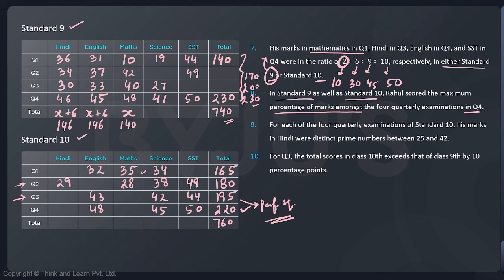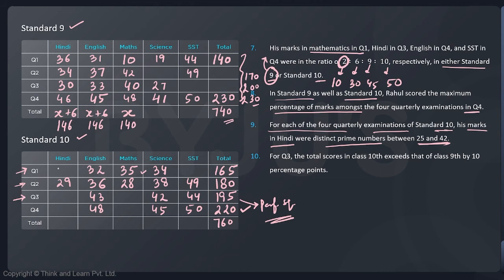95 plus 49 is 144. So the remaining score is 36, which we can write here. Right, everyone? Let's move on. For each of the 4 quarterly examinations of standard 10, his marks in Hindi were distinct prime numbers between 25 and 42. So these 4 scores are all distinct prime numbers between 25 and 42. And we also know in quarter 1, his scores are 31, 32, 33, 34, 35.